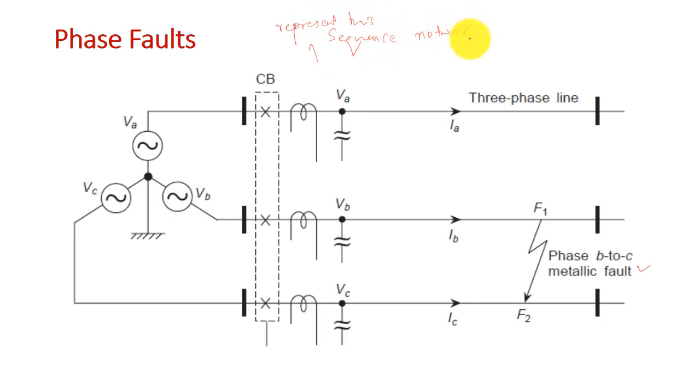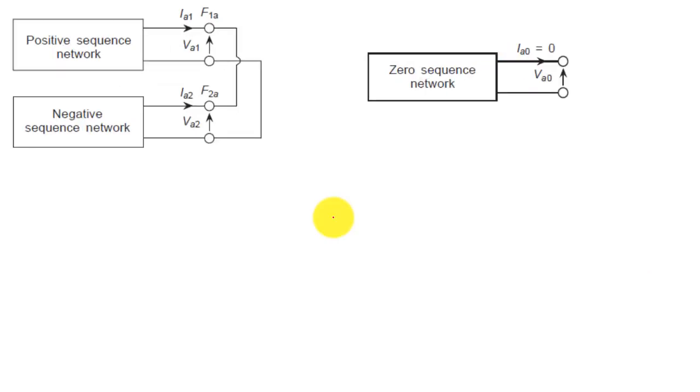Okay, so let us represent this in sequence network. For line to line fault we have the positive sequence network and negative sequence network, they are existing and they are connected in parallel to each other, and the currents are flowing out of the network, right. Already we have seen this representation when we talked about the fault analysis.